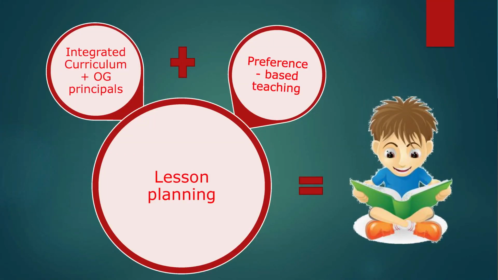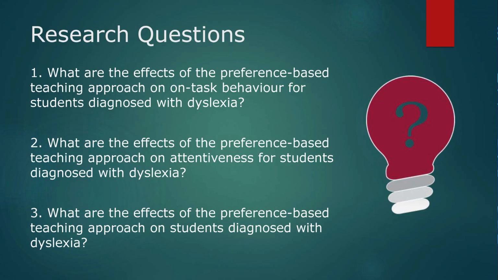So eventually, this is what I aim to achieve. We have a current integrated curriculum plus OG principles. It's just with preference-based teaching. Therefore, these are my research questions. What are the effects of the preference-based teaching approach on on-task behavior for students diagnosed with dyslexia and challenging behaviors? What are the effects on attentiveness for students diagnosed with dyslexia and challenging behaviors? And what are the effects on students diagnosed with dyslexia and challenging behaviors? I will go through the difference between on-task behavior and attentiveness in a later slide.